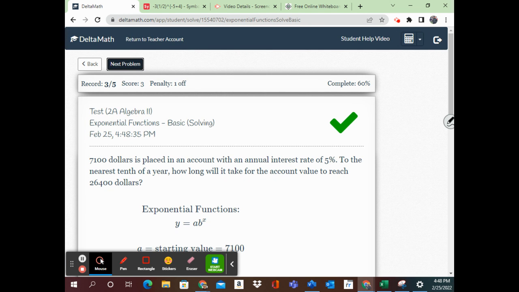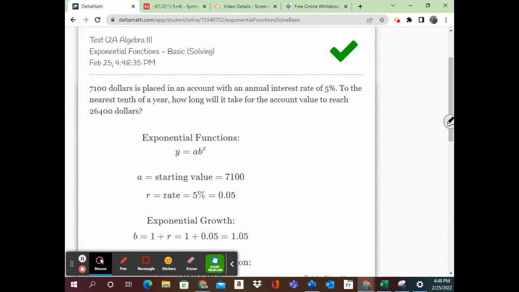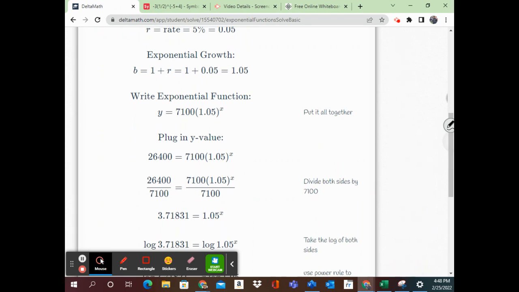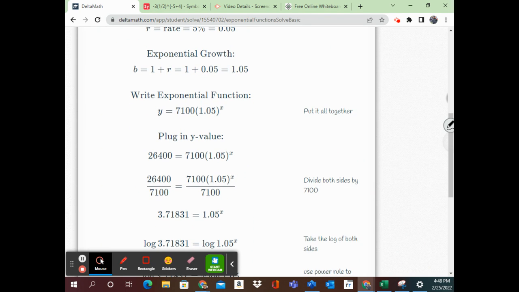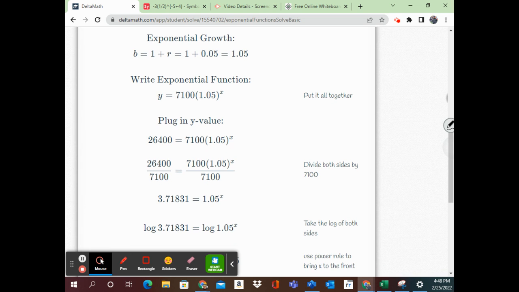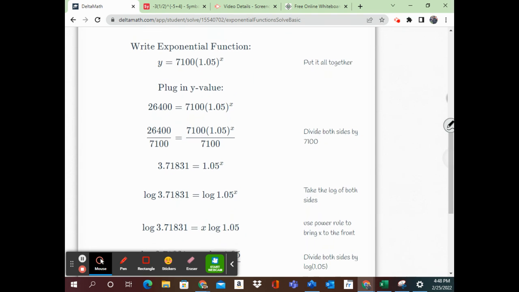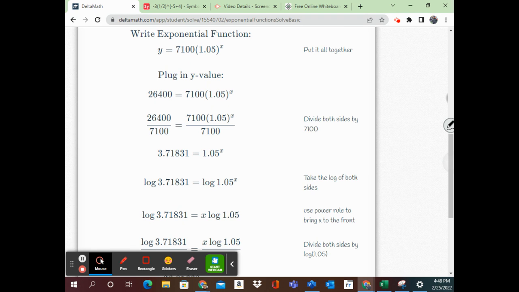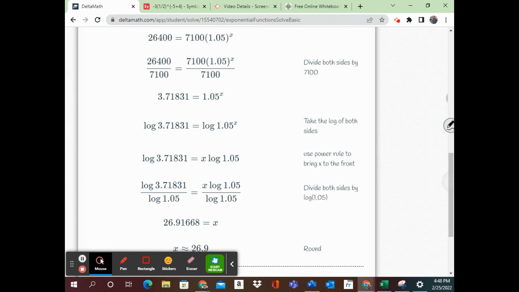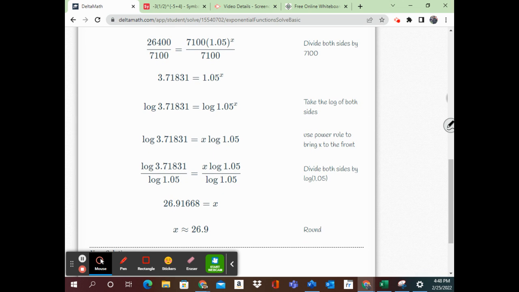And again, here's the breakdown of what we just walked through and explained. We see the exponential growth was positive because A was smaller than our Y. And so here's our function written out and worked out to find what X is. And our years are 26.9. All right. And so that's two questions that we just walked through. Again, I think this suffices for the moment.